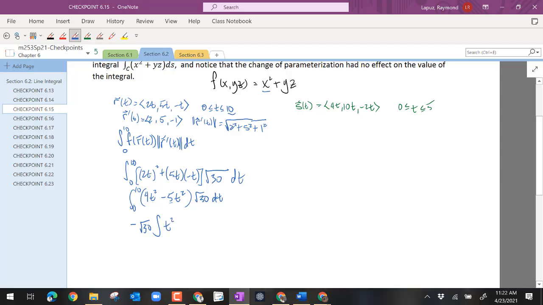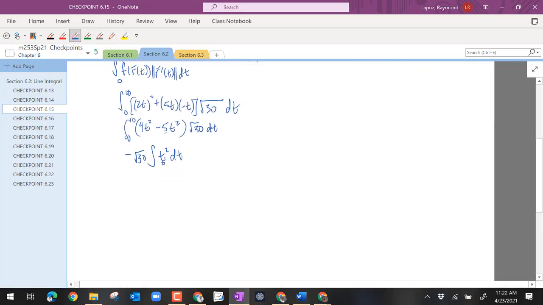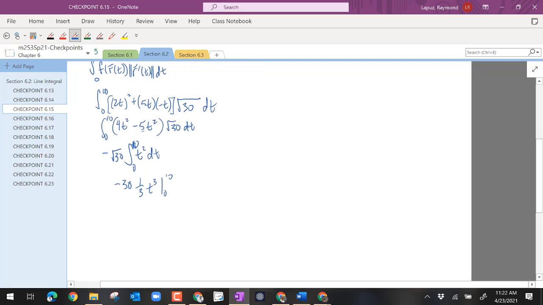The integral of t squared dt is t cubed over 3, from 0 to 10. And this is going to be negative root 30 times 1/3 t cubed from 0 to 10. Oops, this is a square root. And we'll put 10 in there. We're going to get negative 1,000 root 30 over 3.